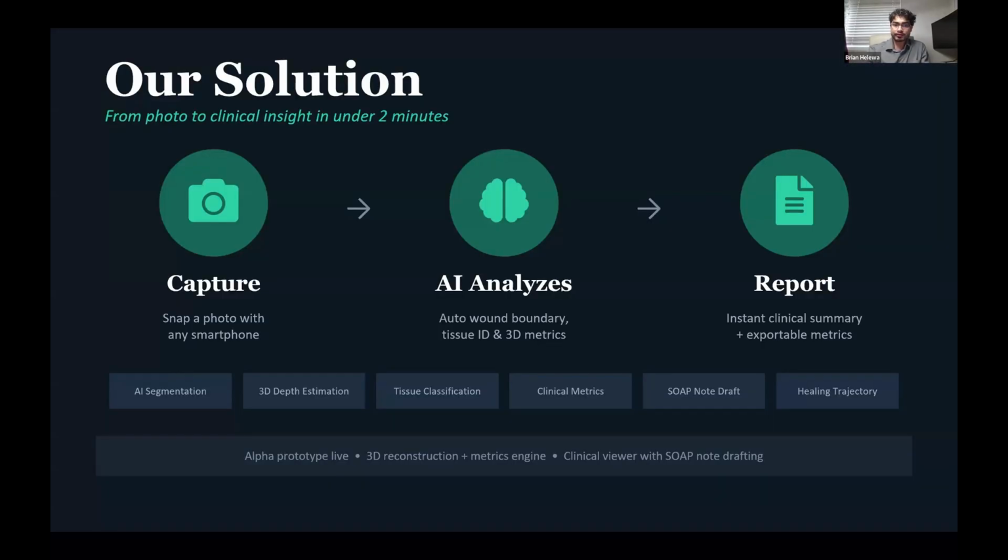So our solution, which can be broken down into 3 steps, as mentioned, is you take the photo utilizing the LiDAR on your phone. So any phone can be used. Our AI pipeline segments the wound boundaries, estimates 3D depth from the image, classifies the tissues. Then you get a clinical report with the exportable metrics and draft SOAP notes. So there's no rulers, no guesswork, no human errors in those measurements, and there's no special equipment necessary. And our MVP is live and working today.